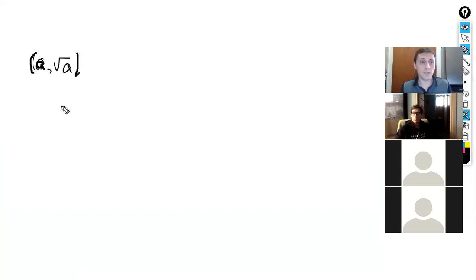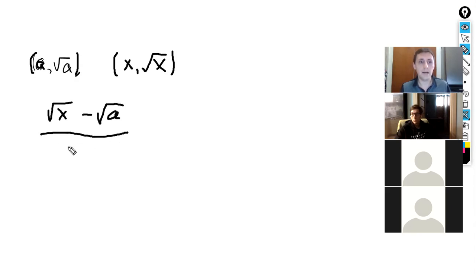What do I do then? So then my other point would have been x, root x, yes? And with that other point, I can calculate slope. So I have root of x minus root a divided by x minus a. Good. And I take the limit as x goes to a.